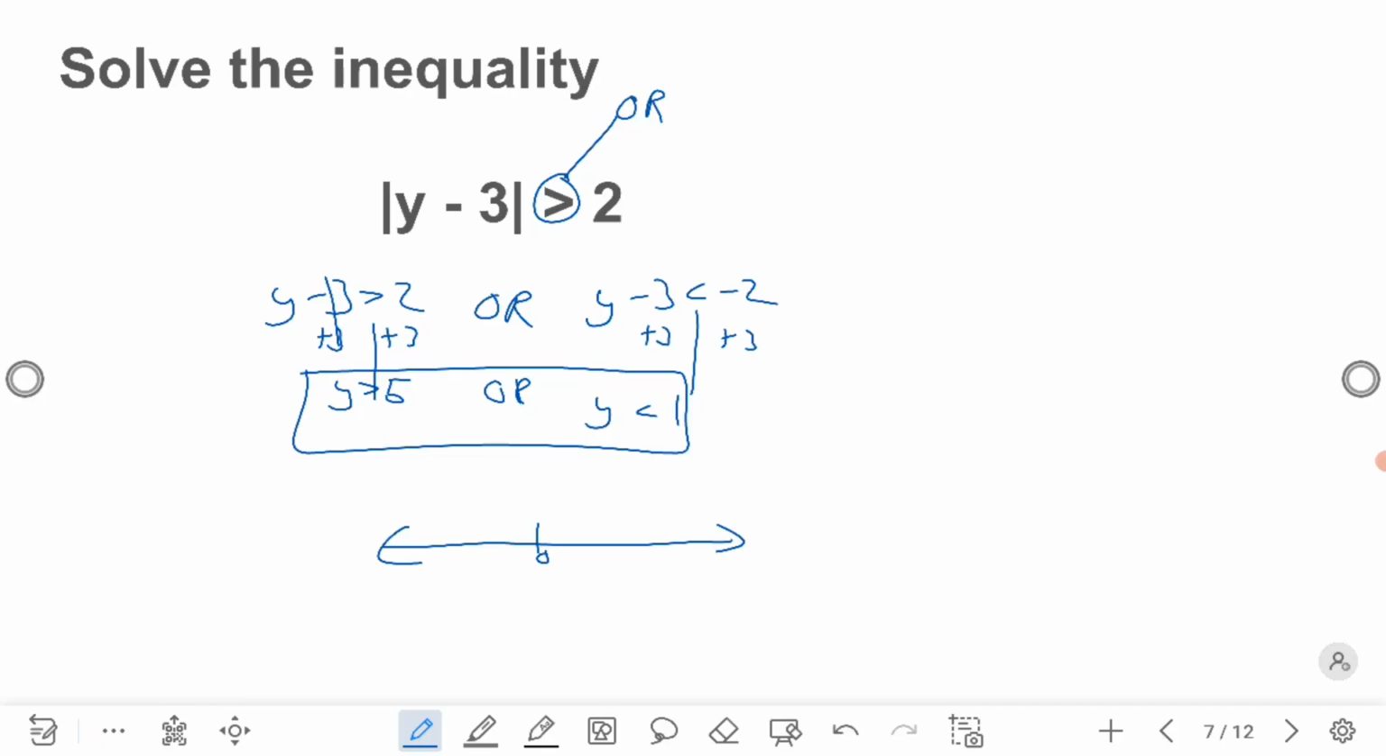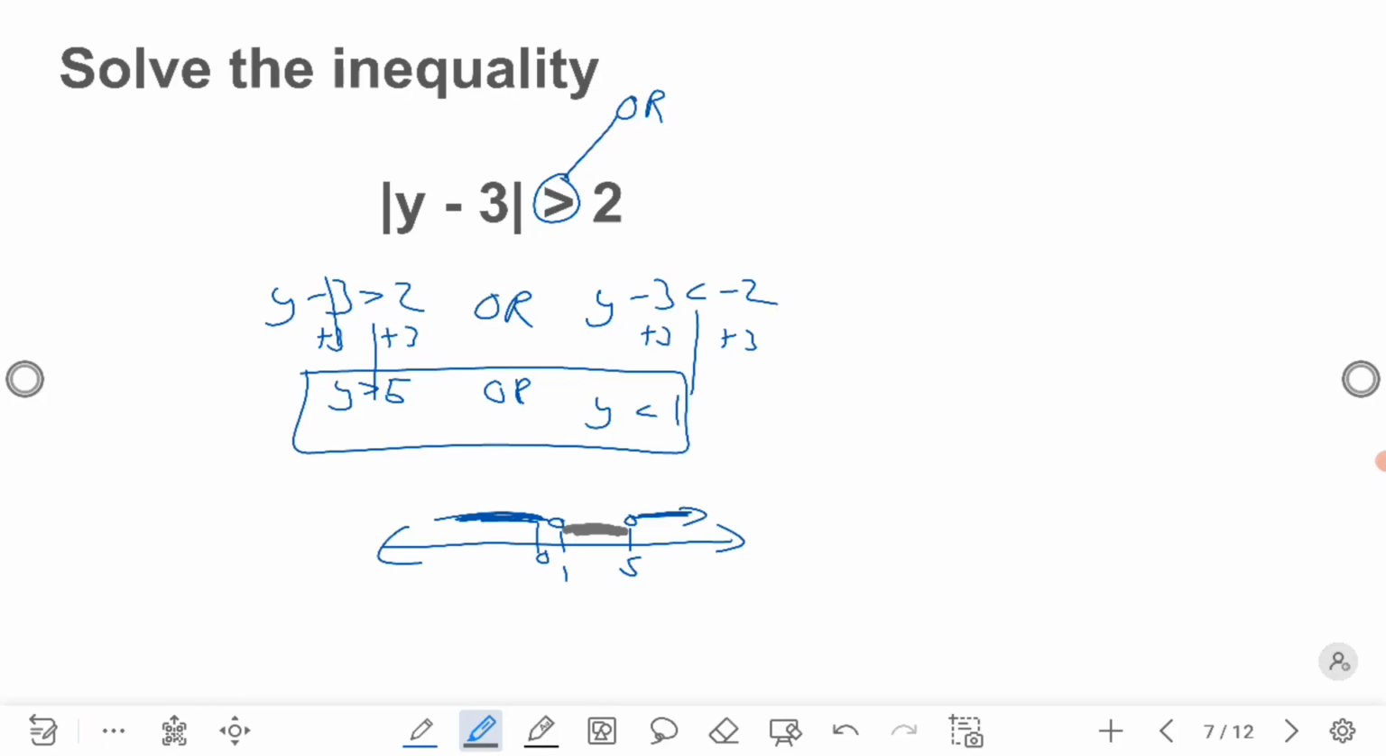start by putting a 0 for your reference. And if y is greater than 5, open circle, shaded to the right. Or y is less than 1, open circle on 1, shaded to the left. So on those ors, it pretty much means every number works except for the numbers that are in there. Those numbers would not work.